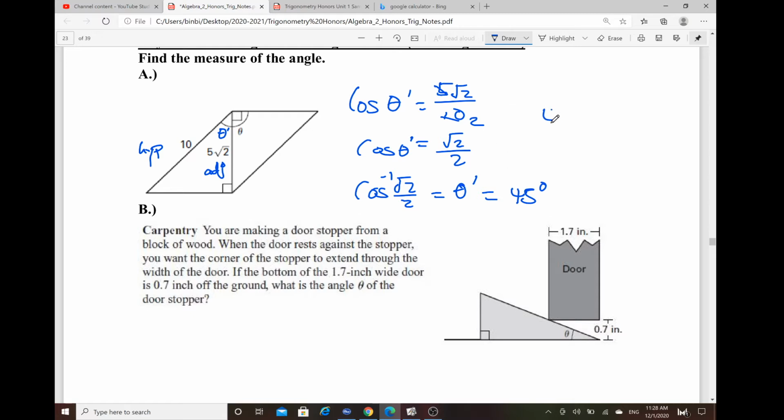And then 45 plus 90, and then you'll get theta, which is considered 135 degrees. So this one's pretty basic.